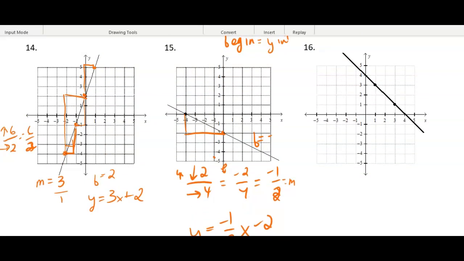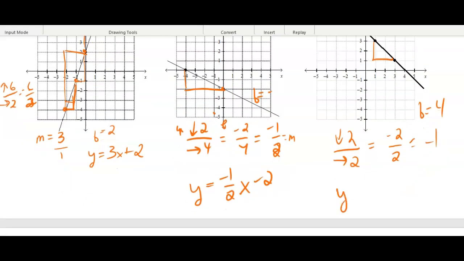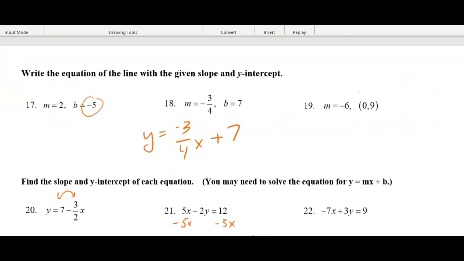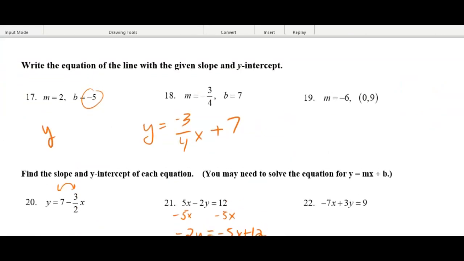Last one over here. Down 2 over 2. So we went down 2 over 2. So that's negative 2 over 2, negative 1. Where did we begin? Our y-intercept is 4. So y equals negative 1x plus 4. Write the equation in slope-intercept form, so you get y equals 2x minus 5.